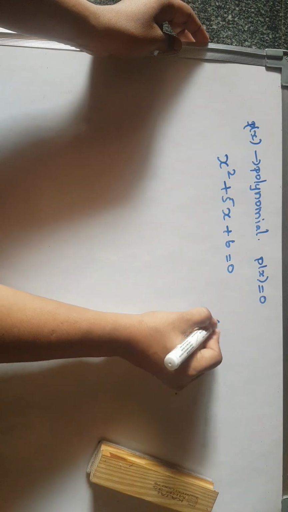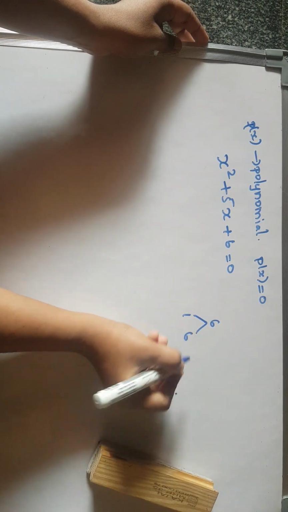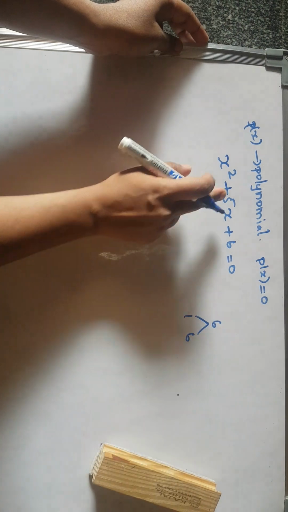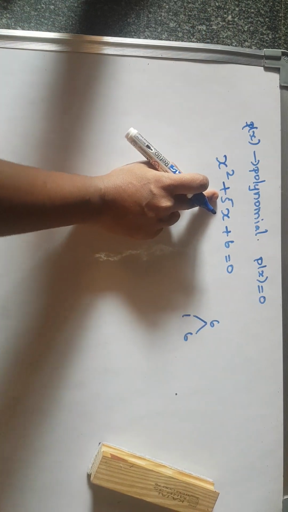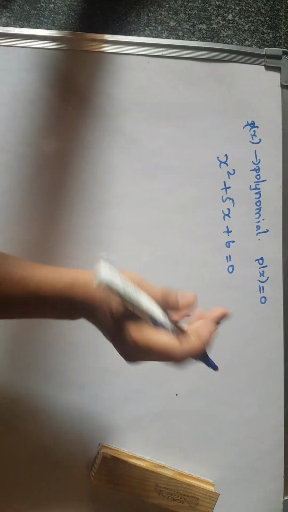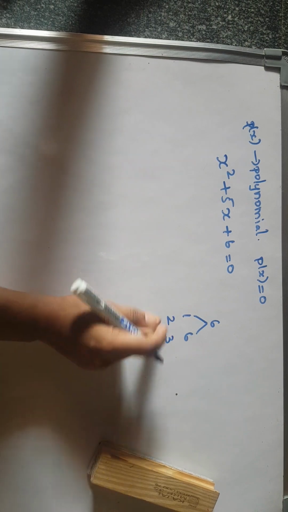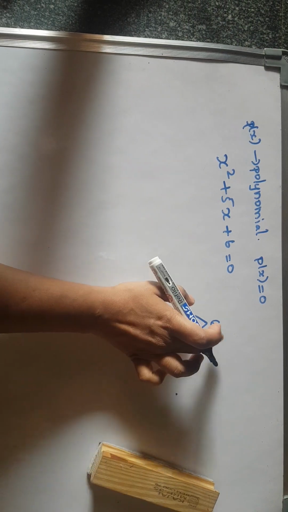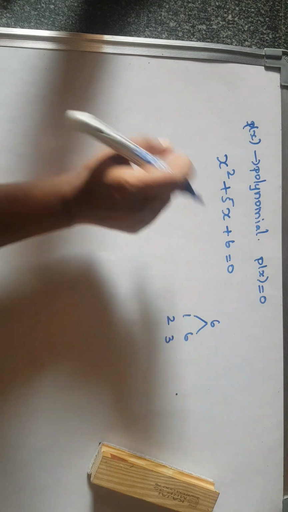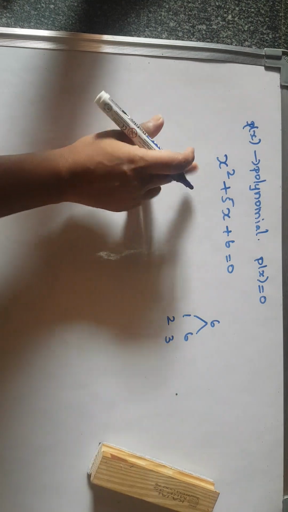What values do we have to take for 6? 1 and 6, but when you multiply you get 6 and when you add you should get 5. 6 plus 1 is 7, no. 2 and 3: when you multiply you get 6, and 2 plus 3 gives 5. Okay, now let us continue.